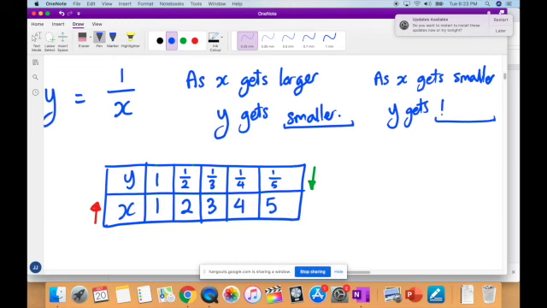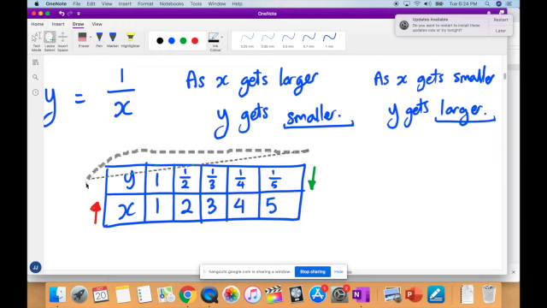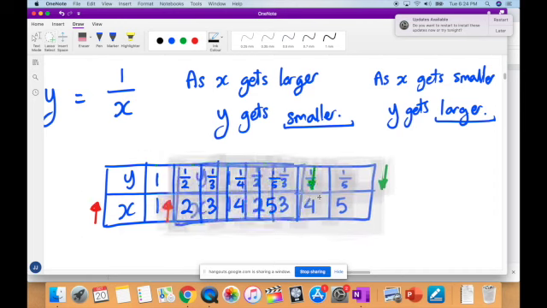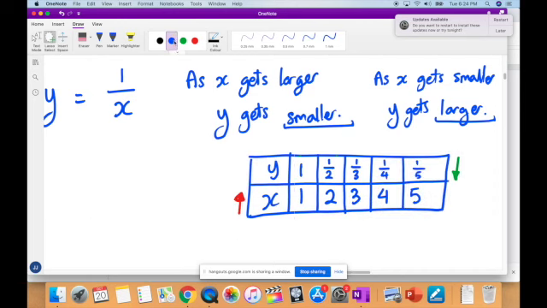Larger. And you can see it plainly with this very same diagram here. If you start at 5 and you go smaller, 5, 4, 3, 2, 1, as x gets smaller, y will go from 1/5 to a quarter to a third to a half to 1. So y will be getting larger.